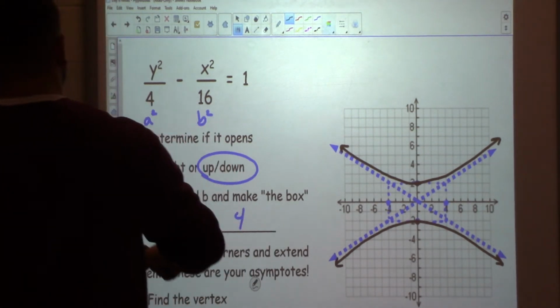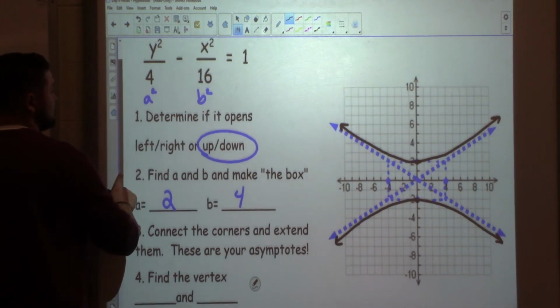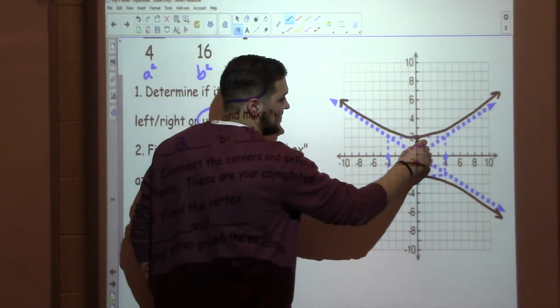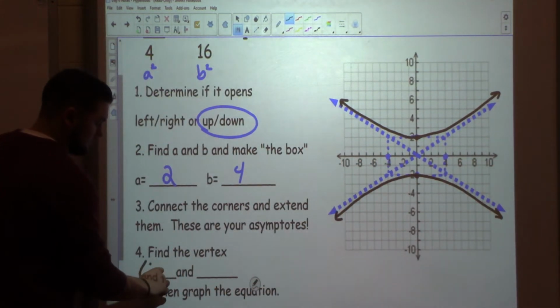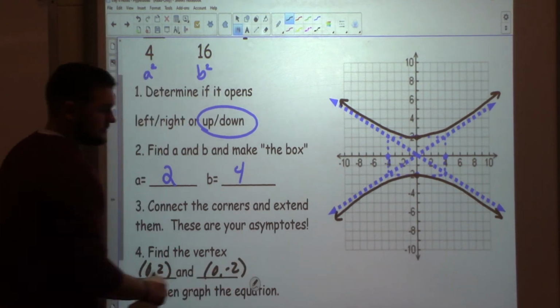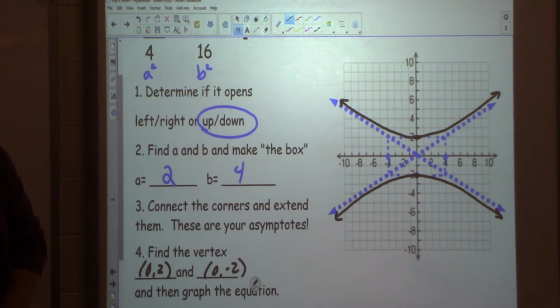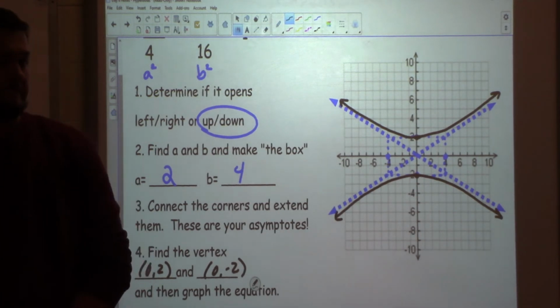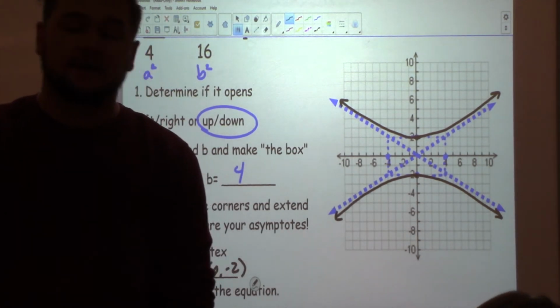So I'm looking. Last thing I want to know is the vertices. What are the two points I started at? So 0, 2. And 0, negative 2. Alright? Are there any questions on that, guys?